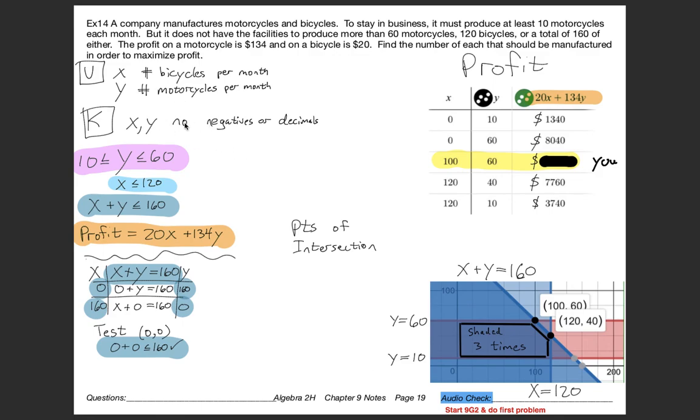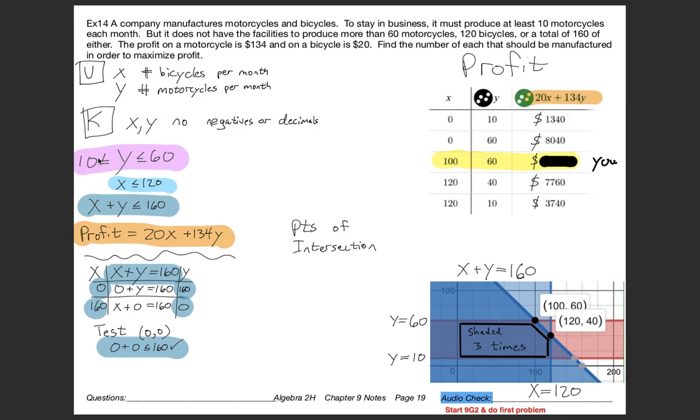Again, it doesn't make any sense to try and make a decimal number of motorcycles or a negative number of bicycles or something like that. So we're only choosing the whole numbers. You could choose to produce 0 of something, but we're not going to be. But they're not going to be negative or decimal.